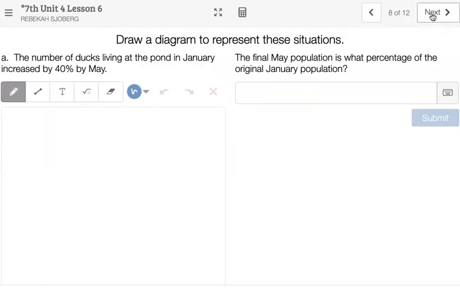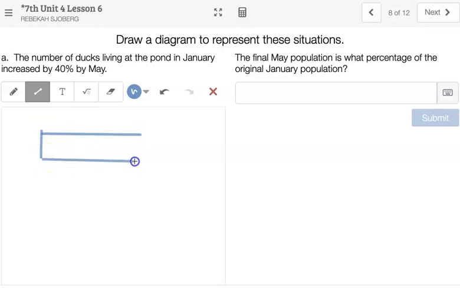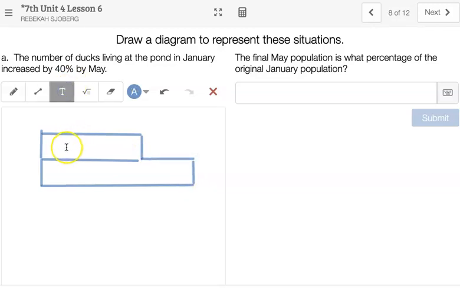All right, we're going to try to draw out a diagram to represent this situation. So the number of ducks living at a pond in January increased by 40% by May. So if I had this diagram, and I started with this 100% in January, and then it increased by 40% in May, it would get bigger here. So it looks like for me, this top one would be 100%, and this bottom one would be 140%. This would be May, and the top one would be January.